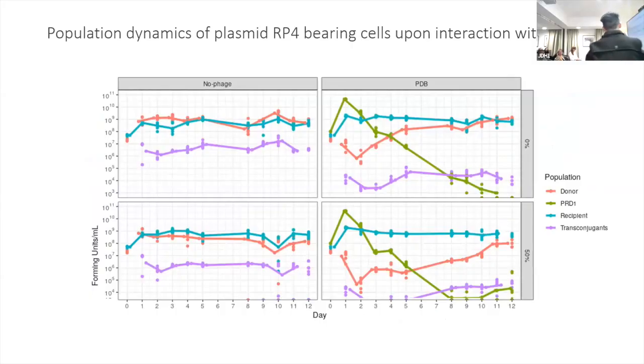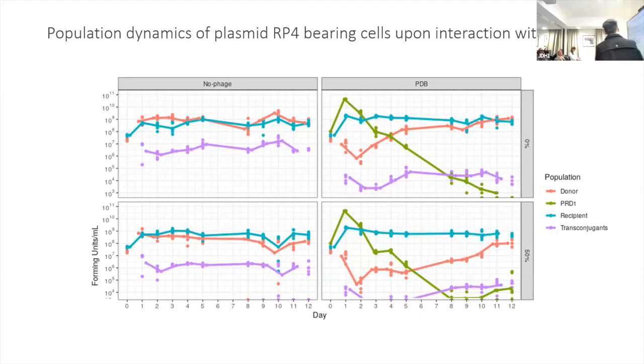So what happens after the interaction? We have two conditions: no phage and PDP, that is basically PRD1, the phage that we use. The colors indicate the density of the populations during the time that we follow the interaction. In this case, these are days. We keep following the dynamics of the populations until we notice that the system was not moving as we were expecting.